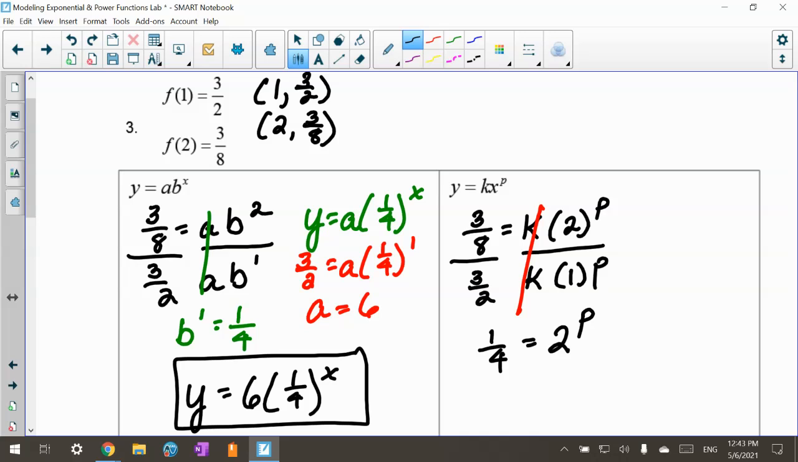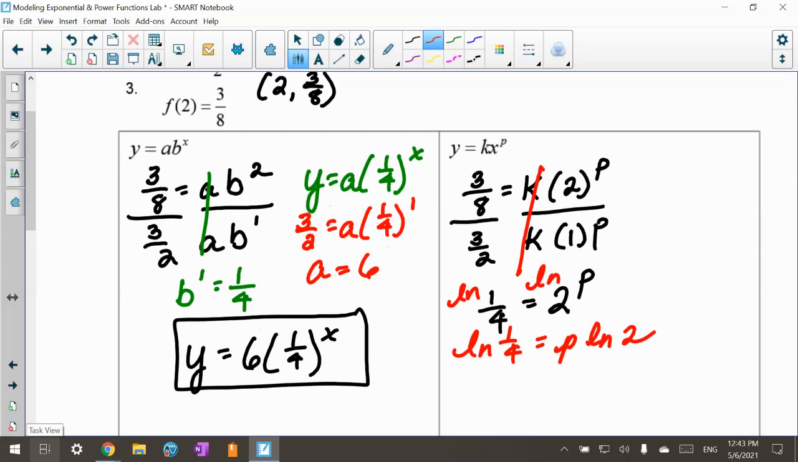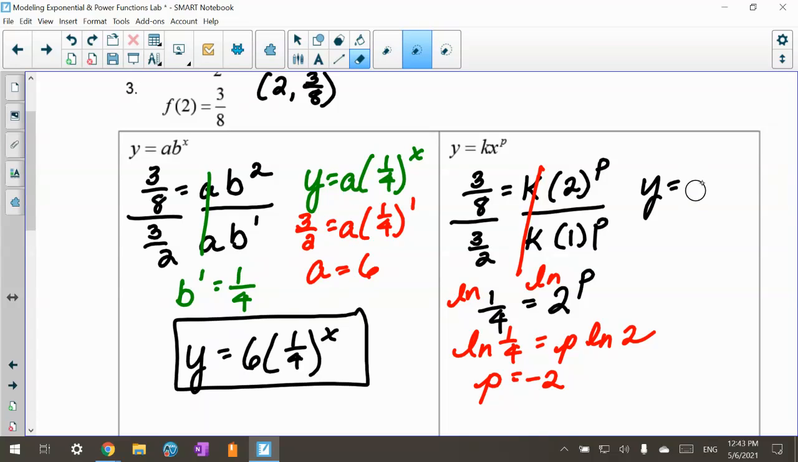And what I have to do to both sides, you guessed it, I take the natural log to figure out what p is. So I have the natural log of 1/4 equals p natural log of 2. And then I'm going to divide the natural log of 1/4 by the natural log of 2. And when I do, p comes out to be -2. So now my equation so far is y equals, excuse me, I forgot my k, kx to the -2. And now I'm just going to plug in one of the points.